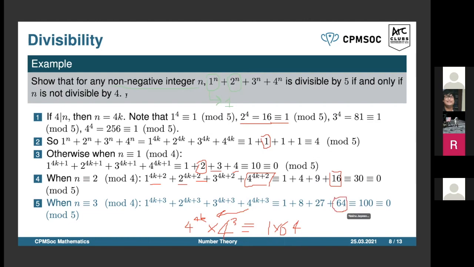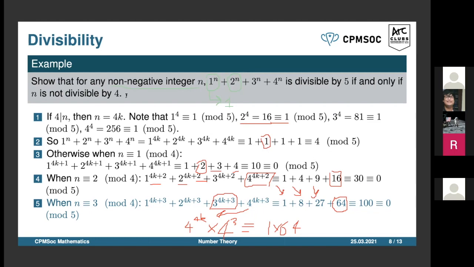And we can do the same thing with these other numbers. So you just get 3 cubed, 2 cubed, and 1 cubed. And if you add these cube numbers together, you get 100. And 100 is 0 modulo 5. So in the n congruent to 3 modulo 4 case, the expression will again be divisible by 5. So that's all the cases, that's all 4 cases done.